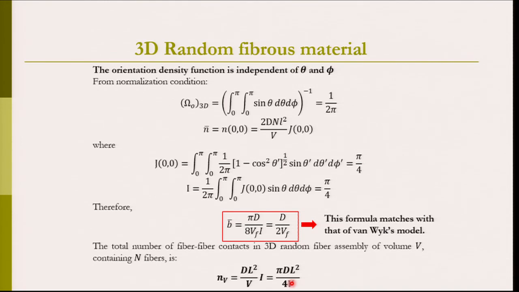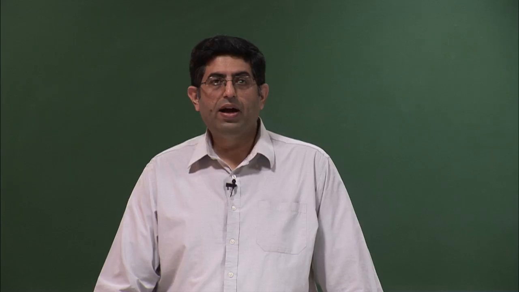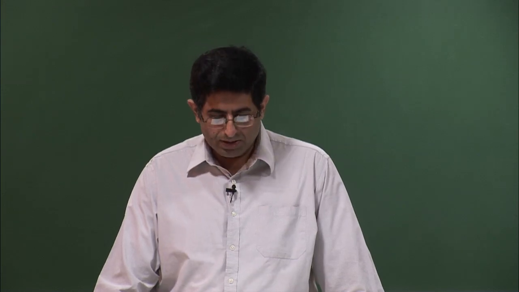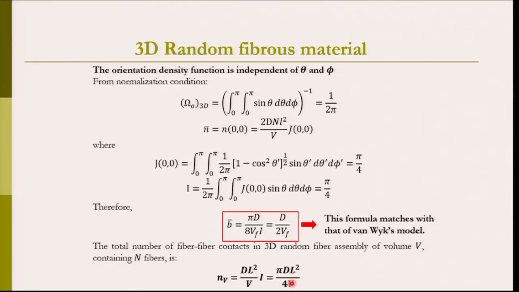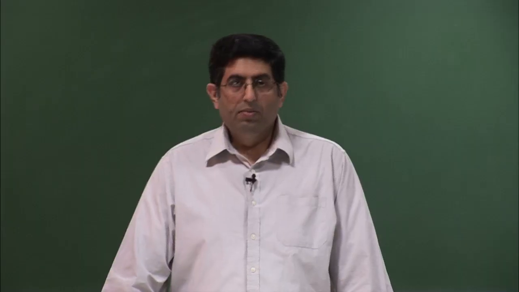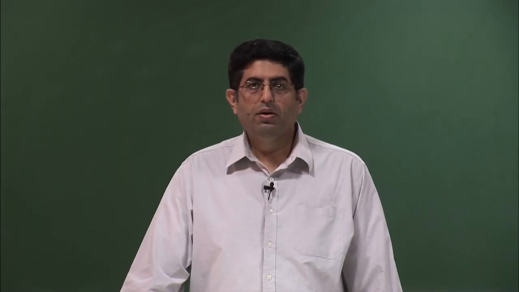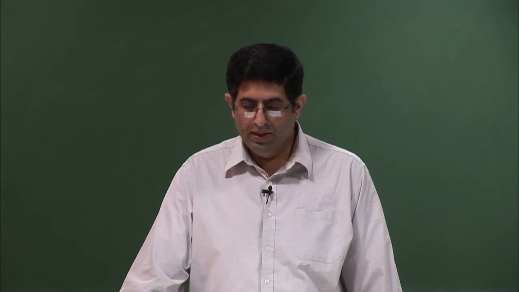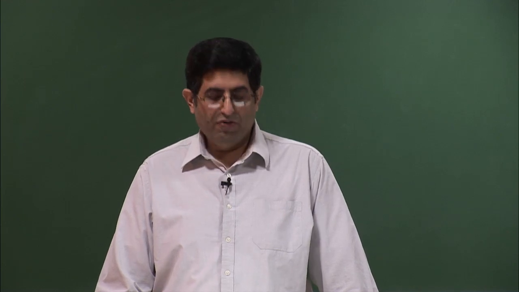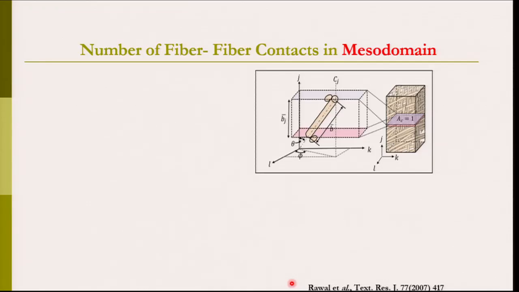So, you can see that the anisotropic model is a generalized model, and we can calculate the values of I and j and other orientation parameters for a 3 dimensional random fibrous material, and we can get the same mean distance between the fiber to fiber contacts as we got earlier using Van Wyck's model. But the question is, how should we make use of these models, or how should we make use of the calculation of number of fiber to fiber contacts in fibrous material?